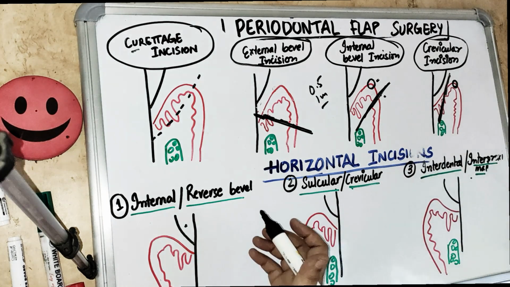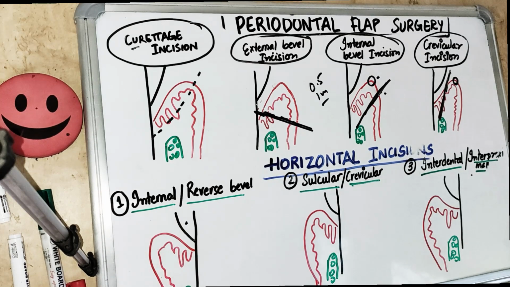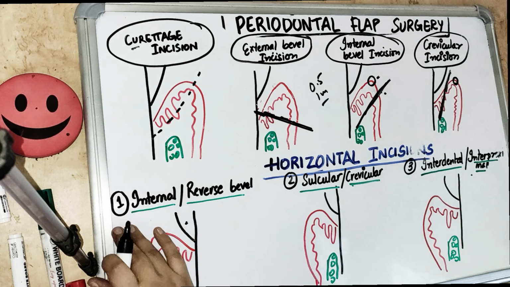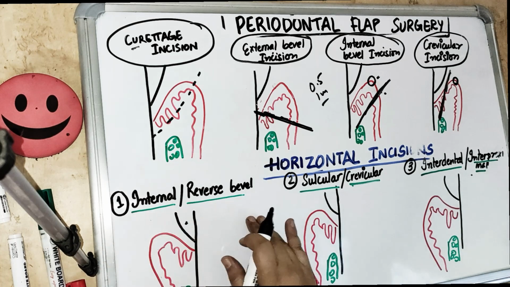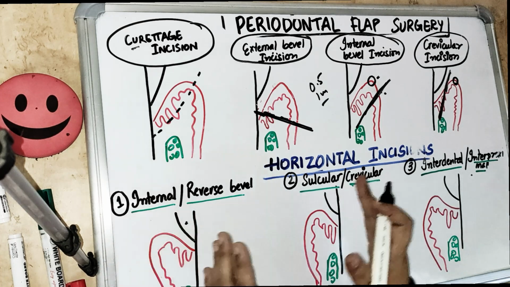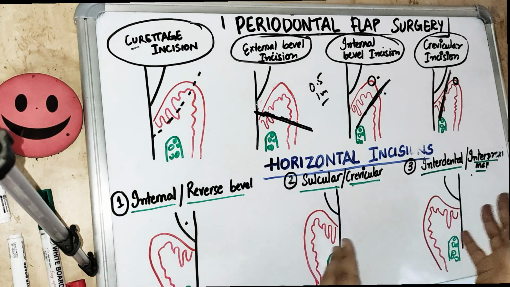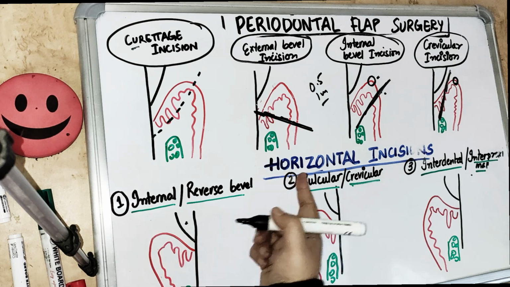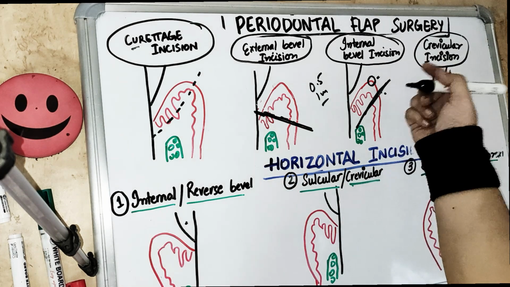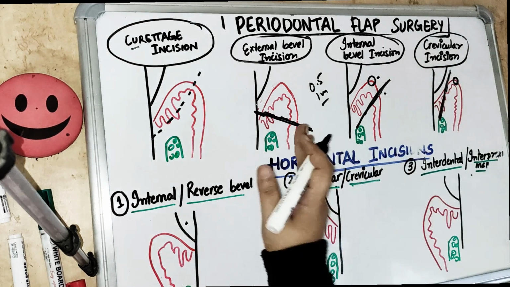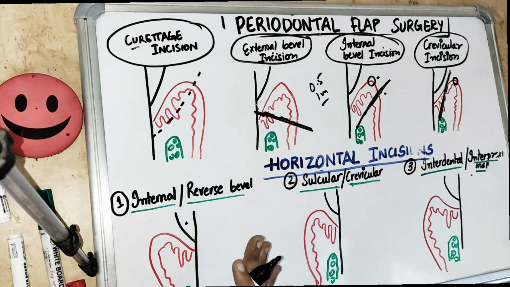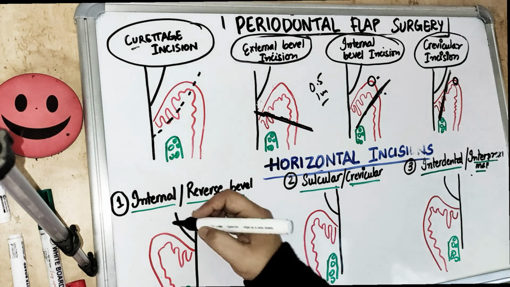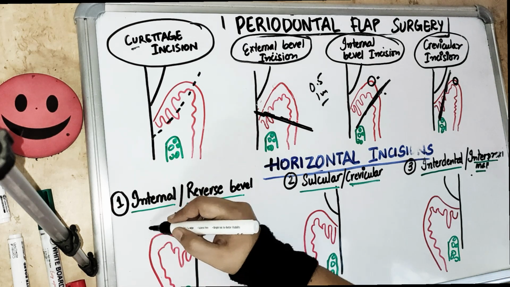Coming to the horizontal incision, the full thickness flap involves the periosteum layer. I have numbered these horizontal incisions because, if we remember the sequence, this is the sequence of the modified Widman flap. The first one is the internal bevel incision. As we have talked about, for the internal bevel incision we go 0.5 to 2 millimeters, right? But for the modified Widman flap, for the internal or reverse bevel incision, we will be going almost 1 millimeter away from the gingival margin and up to the crest of the bone.